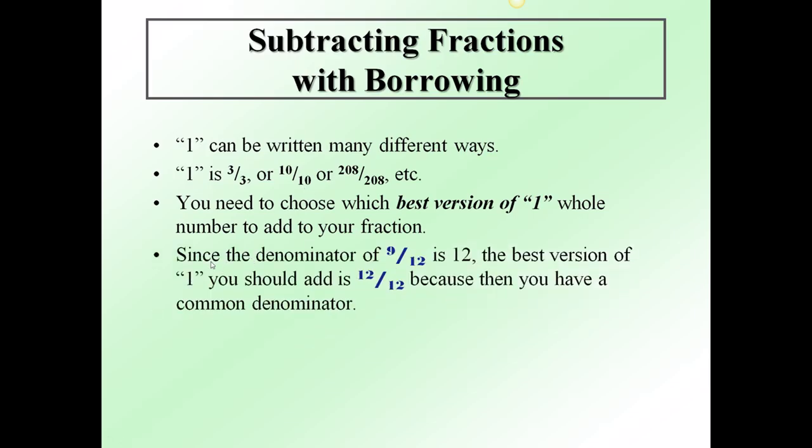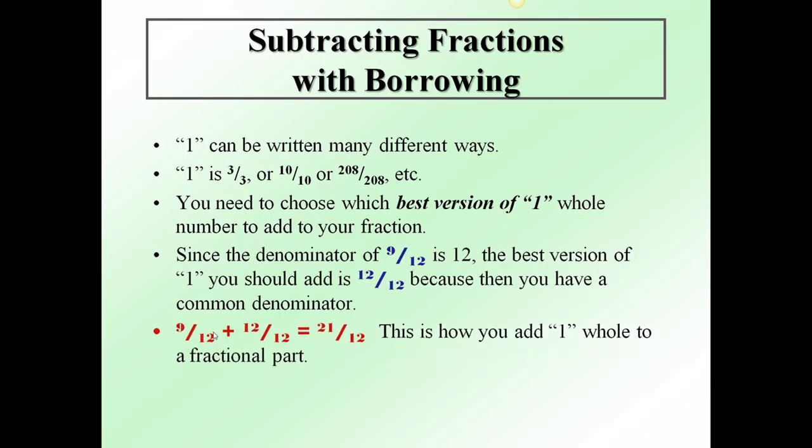When we look at the denominator of my partial fraction, my partial pie of 9/12, the denominator is 12. So the best version of 1 I should add is 12/12, because I can add when they have common denominators. I just add my numerators. So if we take that 1 whole pie from 7, so now 7 becomes 6, and I add that 1 whole pie as 12/12, I can add them together because I have a common denominator. And 9/12 plus 12/12, my 1 whole pie, is 21/12. That's how you add 1 whole to a fractional part.